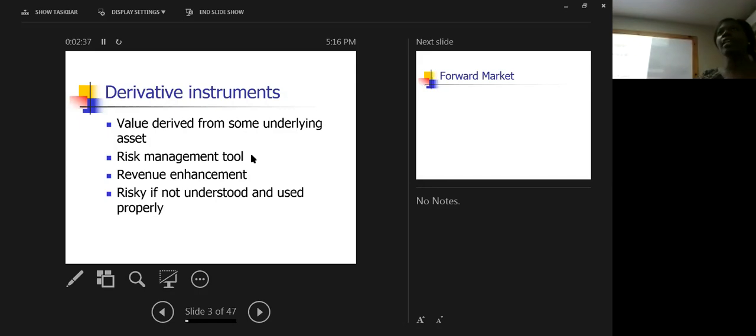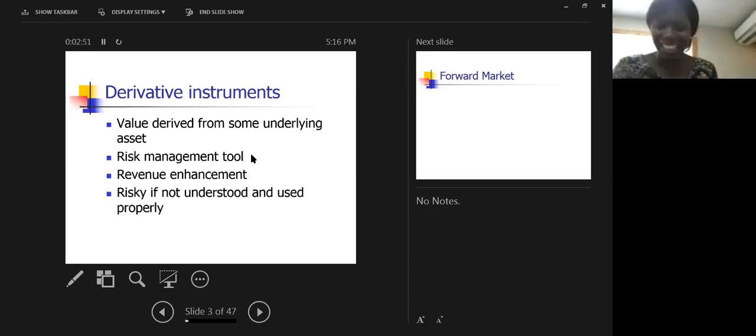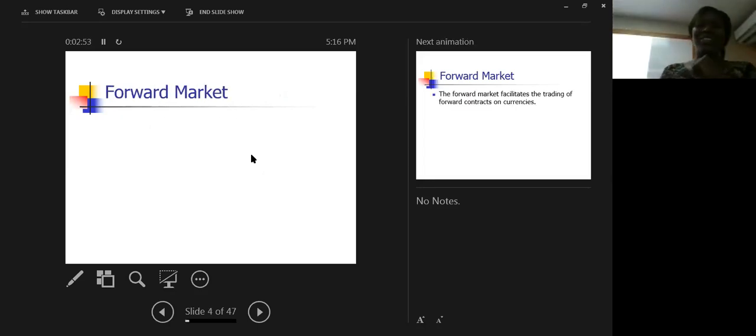You guys want to get into hedge funds and stuff, but you could also use alternative investments to enhance revenue in your portfolio, right? Of course, all of these things are risky if not understood and used properly. Even if it's understood, it's risky. But used properly, part is true, right?